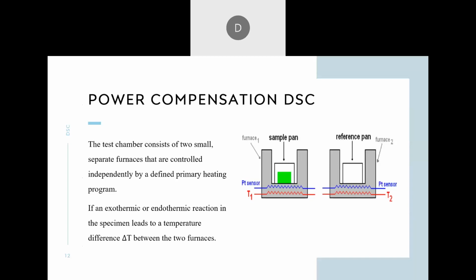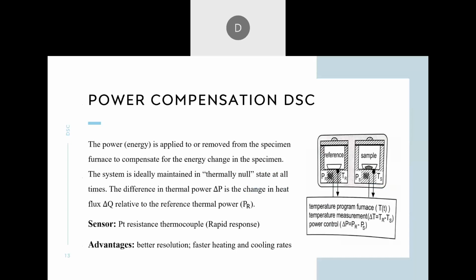So whatever the power change, delta P, this helps me tell what type of transition has taken place. And this is directly related to finding the value of delta H. Now, as said earlier, the power is applied to or removed from the specimen furnace to compensate for the energy change in the specimen. The system is ideally maintained in a thermally null state at all times.